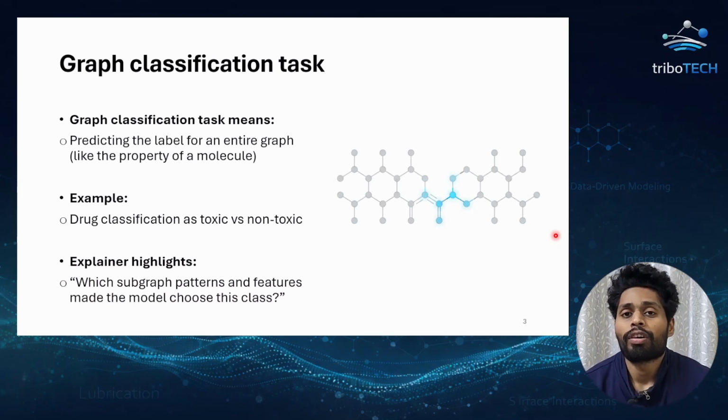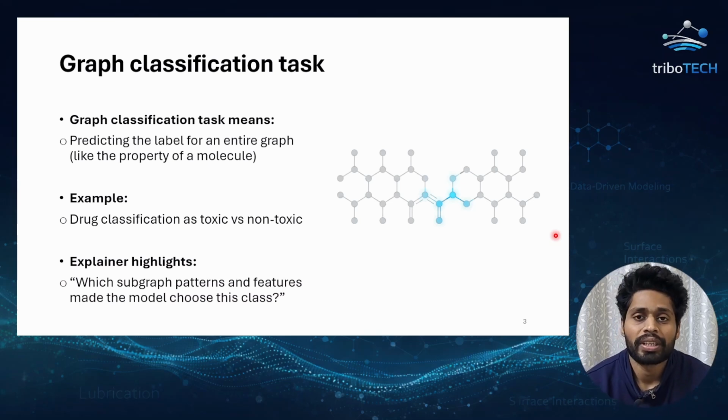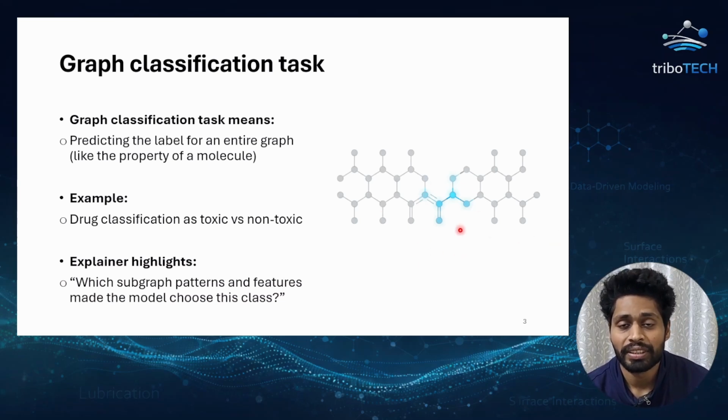So what is the role of an explainer in such kind of graph machine learning problem? The role of explainer is basically to highlight which subgraph patterns and which node features basically made the model choose what it predicts, right? For example, this drug is classified as toxic. So the role of an explainer is to highlight which subgraphs within this molecule, for example, an aromatic ring or some other functional group.